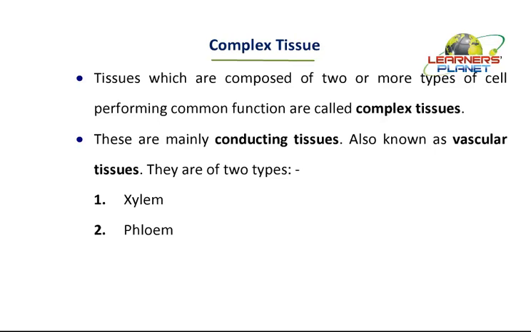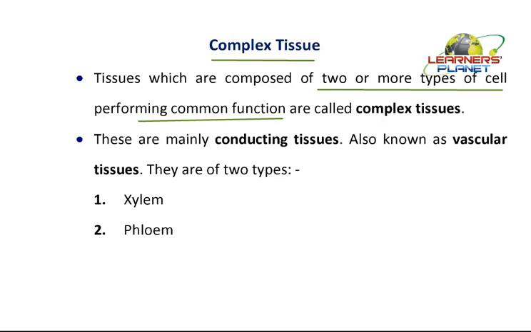We are saying that complex tissues are those types of tissues which are made up of two or more different types of cells and which are performing a common function. Such tissues are known as complex tissues. Now, if there is something coming to your mind, what is the definition of tissue? Since the beginning we are saying that tissues are the group of similar kind of cells which are performing the same type of function.